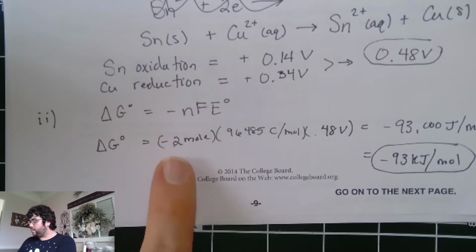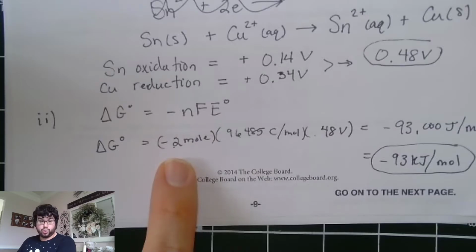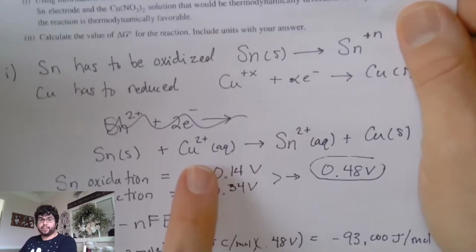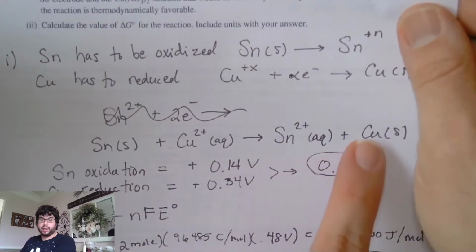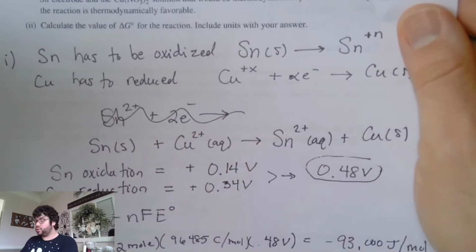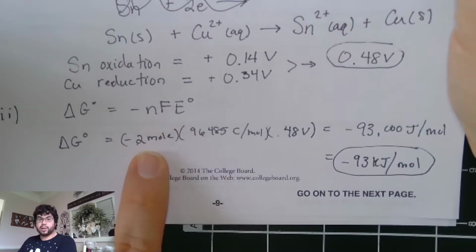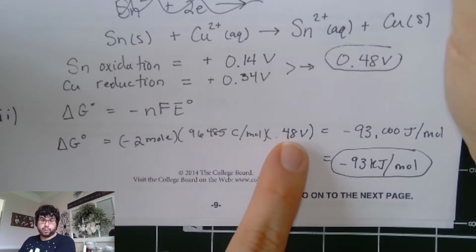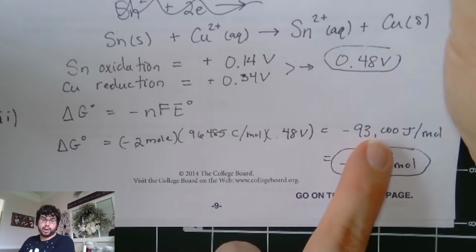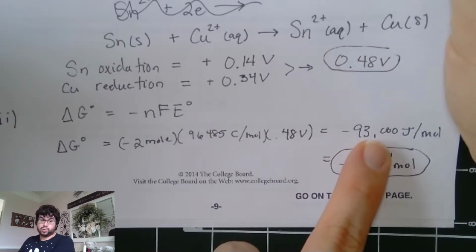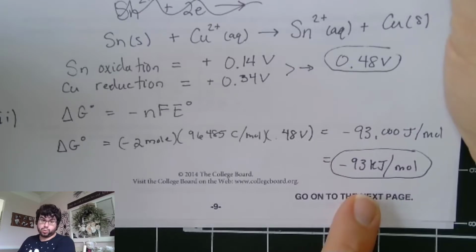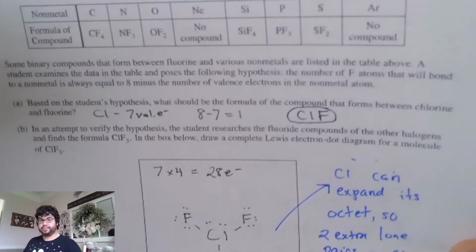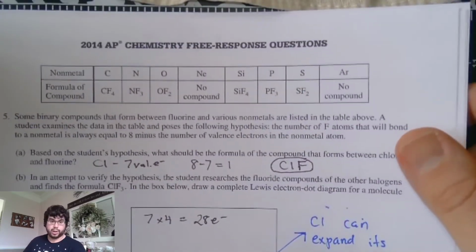So the number of moles of electrons that are transferred is 2. Why is it 2? Because we've got this going on here. Oops, can't see that. So the copper 2+ is being plated as copper solid. We've got a transfer of 2 electrons here. So 2 moles of electrons times Faraday's constant times the cell potential 0.48 volts gives us this value right here, negative 93,000 joules per mole, or negative 93 kilojoules per mole. That's the Gibbs free energy. That one's not too bad. That's just a basic calculation, just using the equation.